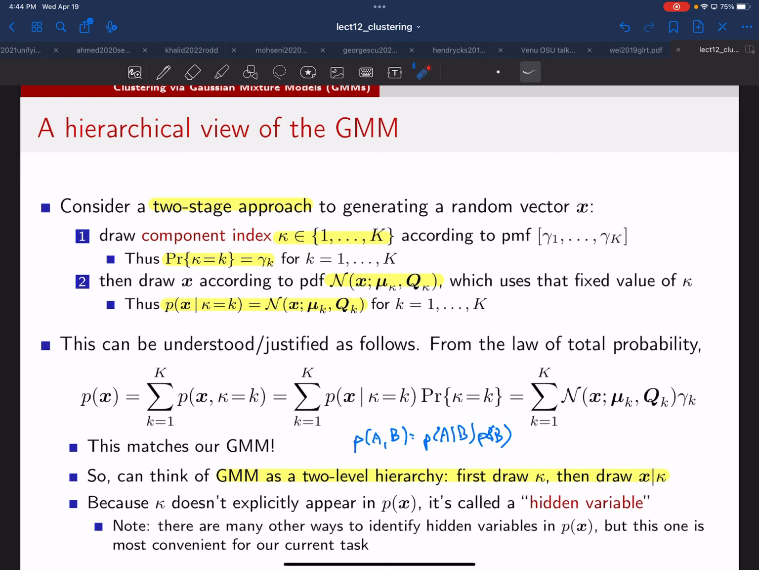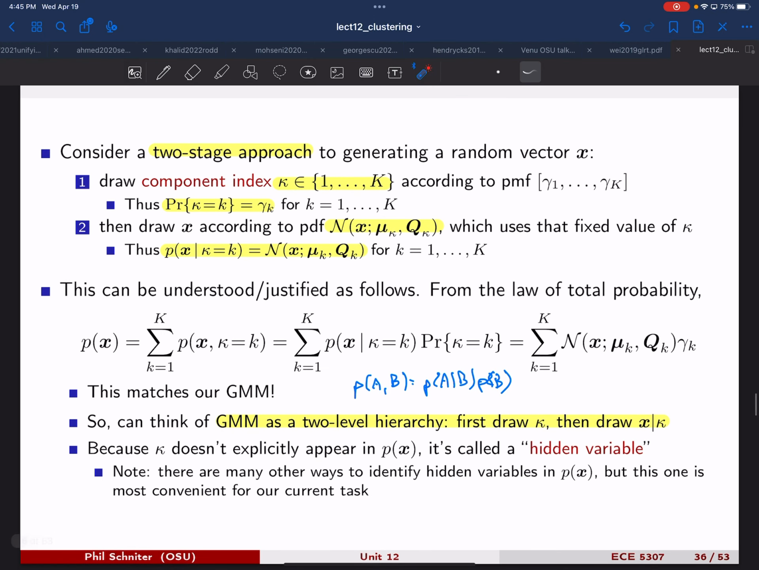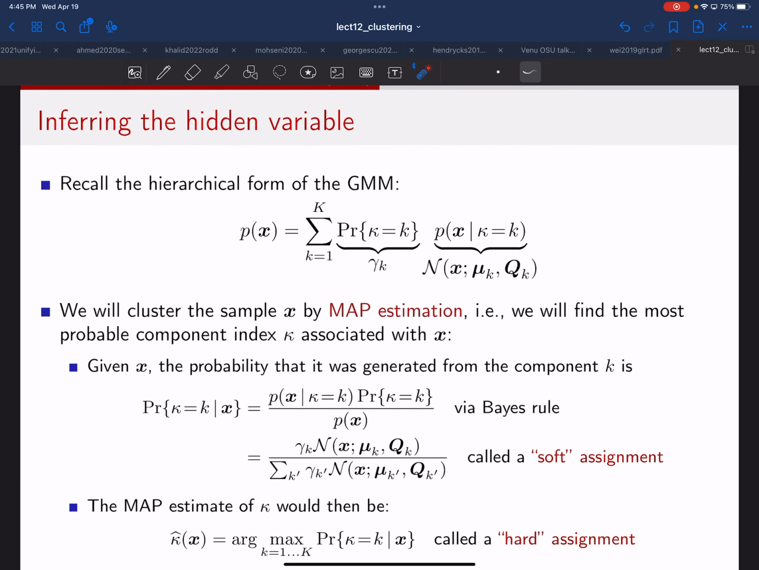Okay, but this is definitely not the only way to do it. All right, so any questions on Gaussian mixtures? Okay. All right, so now that we have this kappa identified, it's maybe more clear that this is exactly the thing we care about when we cluster. So this is what we just came up with.